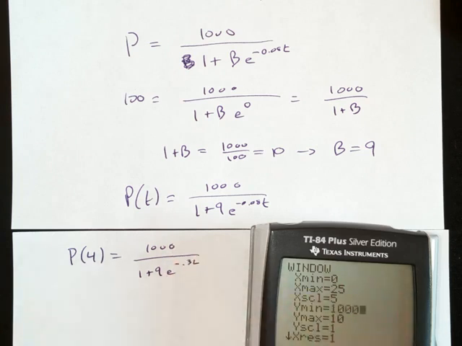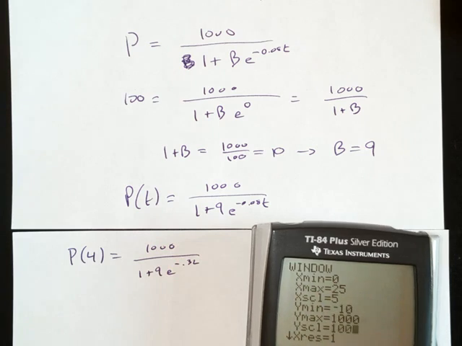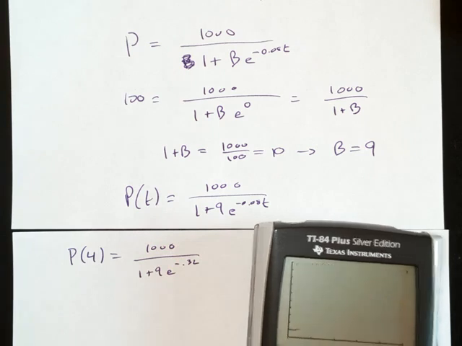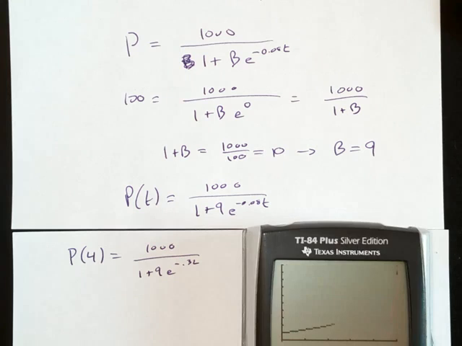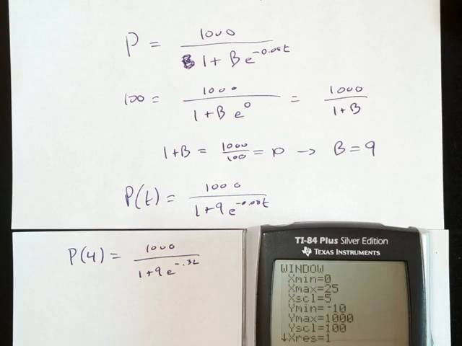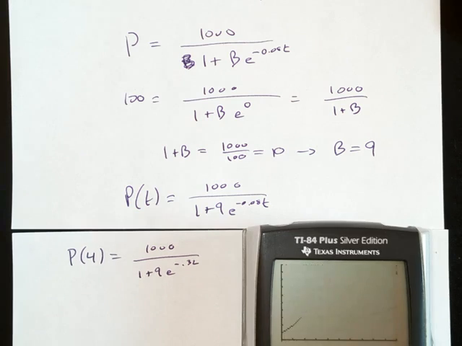Look, even after 25 weeks, we haven't gotten a very big population, have we? Change my X window, make it bigger. There we go. Now I see that inflection point at a height of 500, and I see that carrying capacity as we go off to infinity. A much more realistic approach, yes?